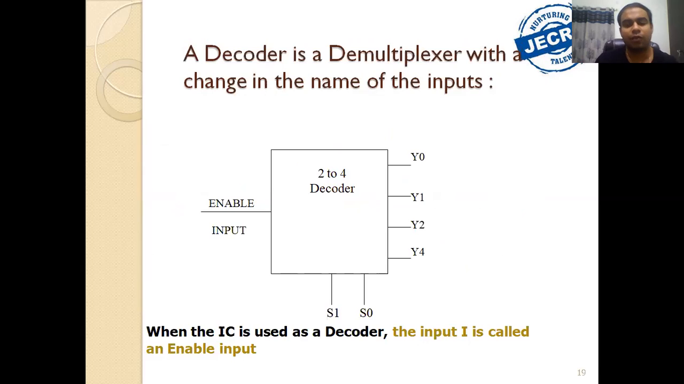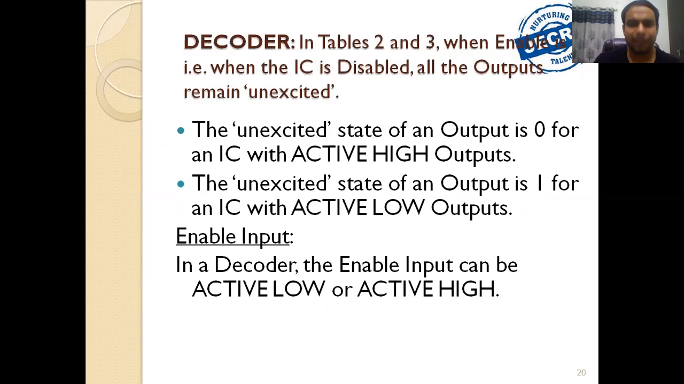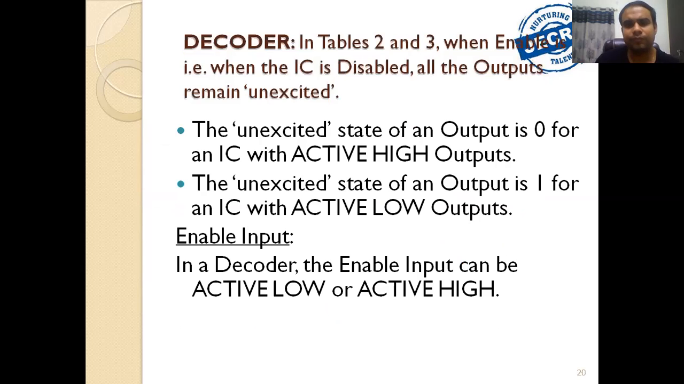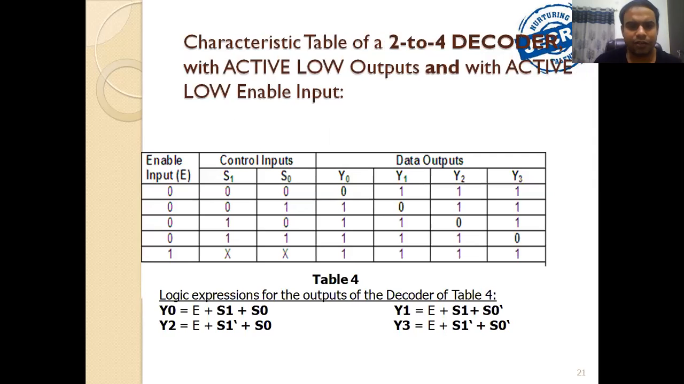Now, decoder. A decoder is a demultiplexer with a change in the name of the inputs. In case of a decoder, when the IC is used as a decoder, the input I is used as an enable input. Decoder is similar, but there is no selection line. Okay, there are a few basics about the decoder. You can go through all of this, but I don't think it is very necessary. Let me tell you about the decoder.